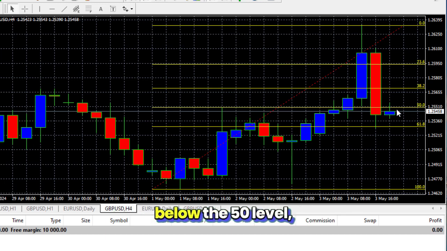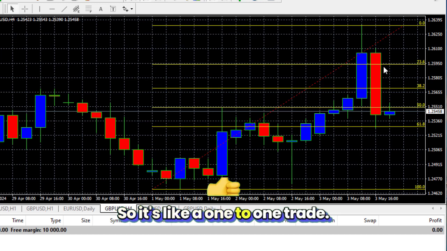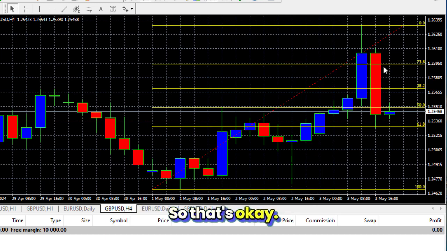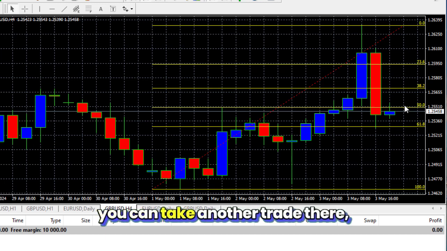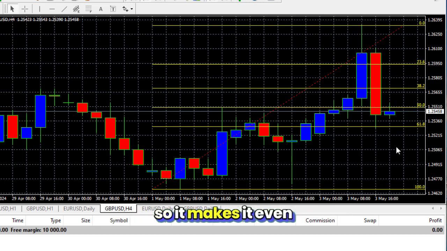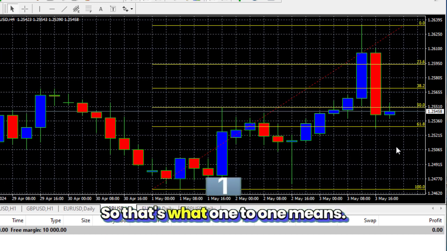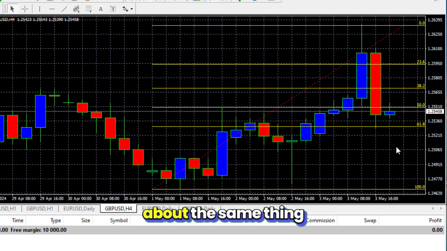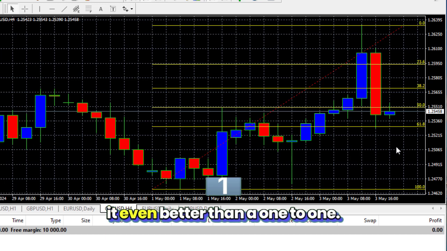Since this one is below the 50 level, the pips above here are about the same as the pips below, so it's a one-to-one trade. If in the coming week it gets to 61.8, you can take another trade there, which makes it even better than one-to-one, meaning you are gaining more than you are risking. That's what one-to-one means: you are risking about the same as what you are willing to gain. Now, as the trade proceeds, you can always make it even better than one-to-one.